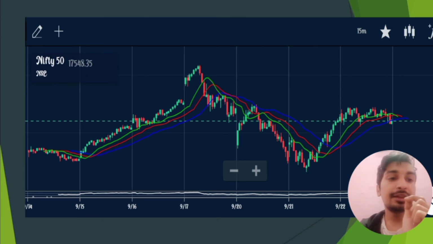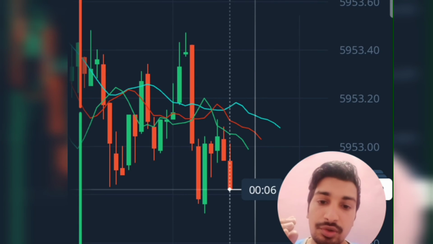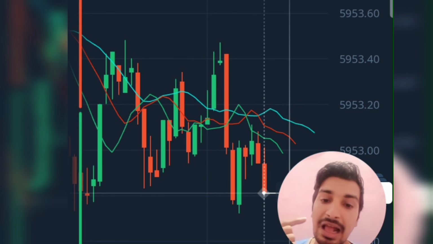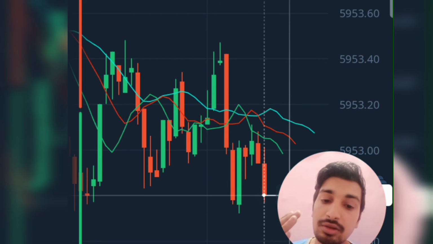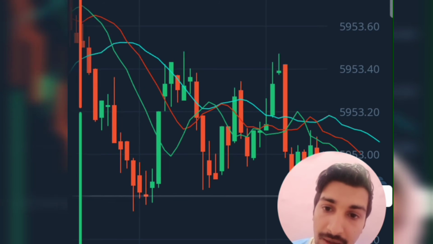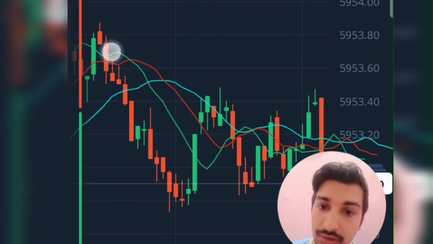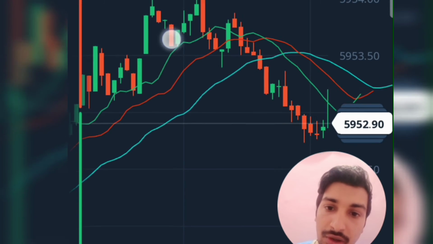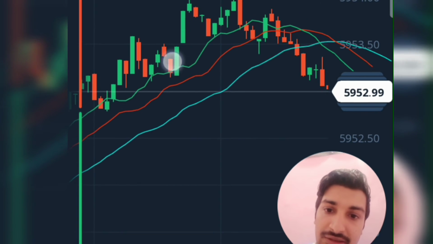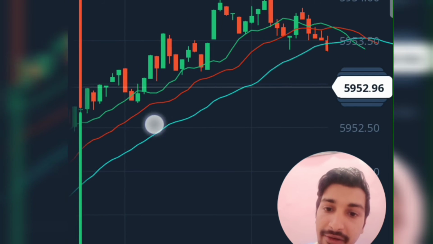By using the alligator, you can easily make your decision whether the company is going to go up or down. As I told you, the alligator has the upper lip, the tongue or the teeth, and the lower jaw. The upper is generally the green, the upper lip. Green is the upper, red is the tongue or the teeth, and blue is the lower jaw.